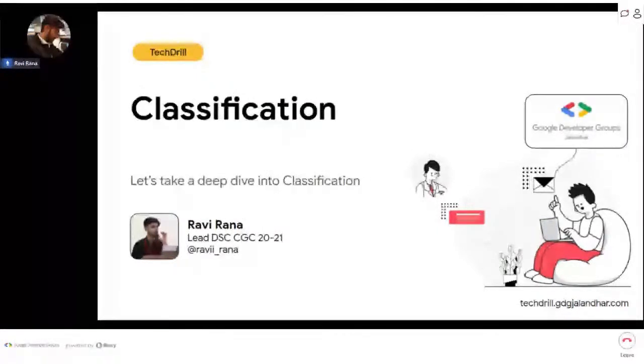So yesterday we talked about classification. What classification is and what the different types of classification are, and what the various algorithms used for classification are. We'll talk about the project today, Sushant. We saw KNN in depth.